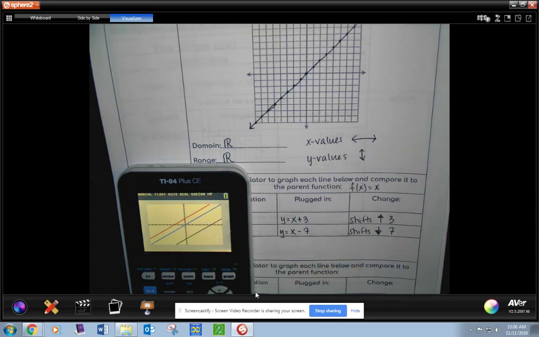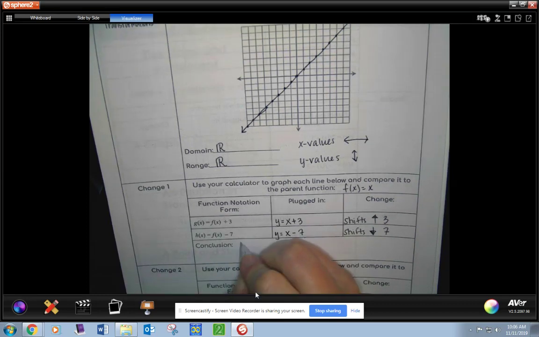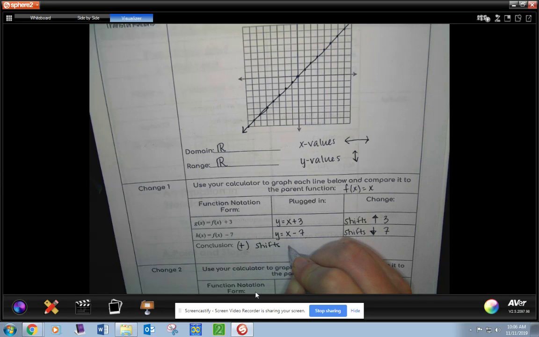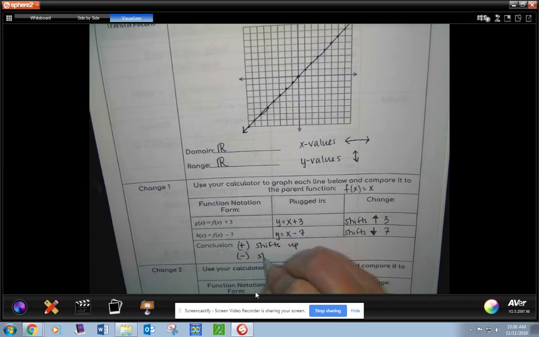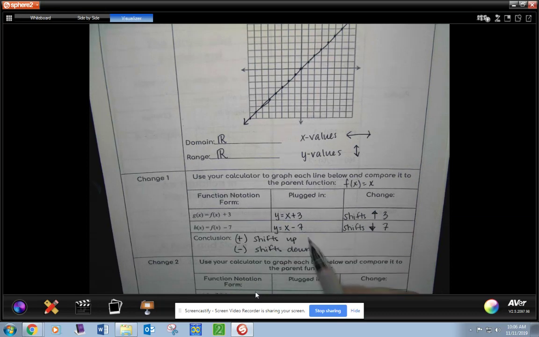Now it says conclusion. Conclusion is, what did you learn from this? Okay, and what I learned from this is that a plus sign shifts up and a minus sign shifts down. Now, when you're doing your worksheet, you're going to have to be specific, like how I was here, and tell me how many up and how many down.